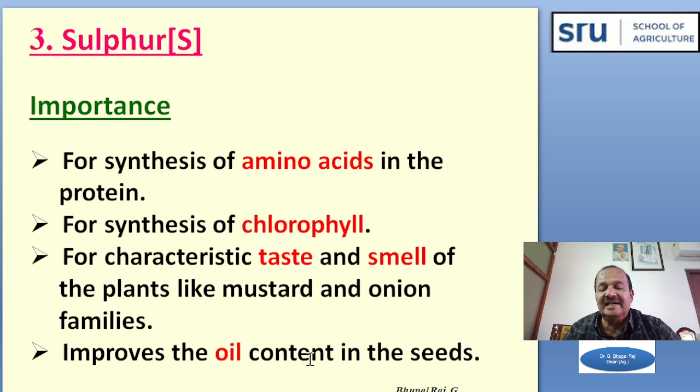It improves the oil content in the seeds. Generally, it is very much useful to improve the oil content in the oilseed crops like groundnut, mustard, and sesame. So all these oilseed crops require sulfur to improve the oil content in the edible pods.